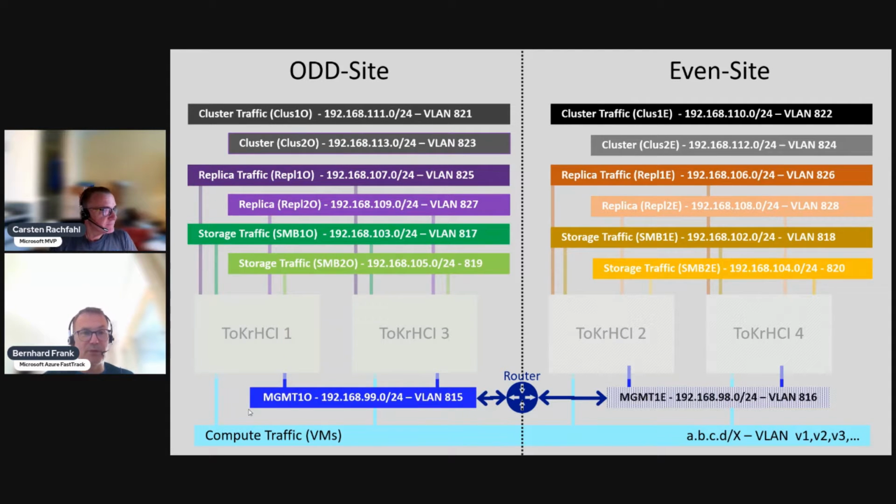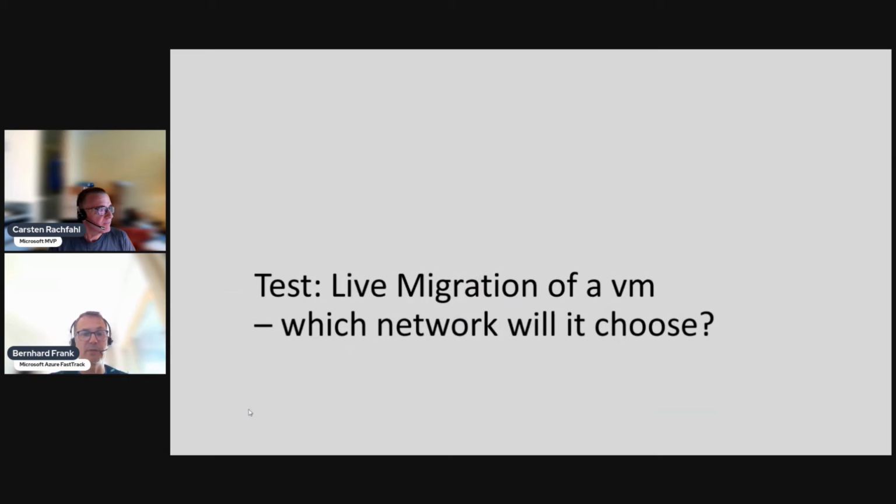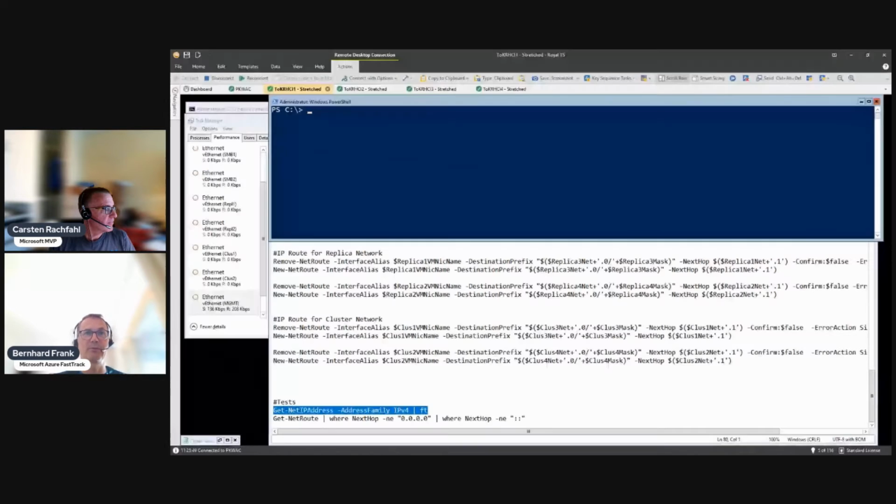We need to have some additional routes, but they need to be more specific, right? So we don't want to go via the central firewall. We want to have your high performant top switches doing the routing for the replication traffic. But first of all, let's do a simple test just to see what happens if we live migrate a virtual machine from one node to the other. And that's what you wanted to do. So I will do it. Take us away.